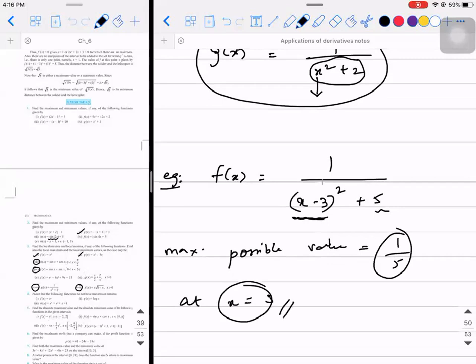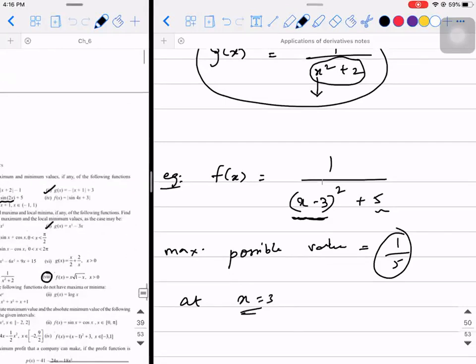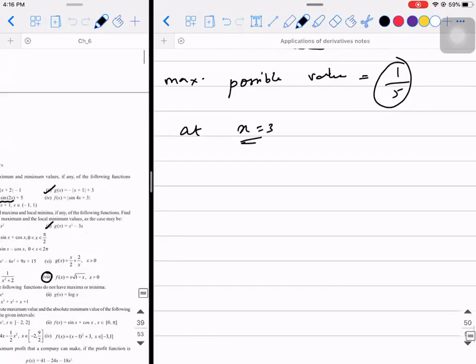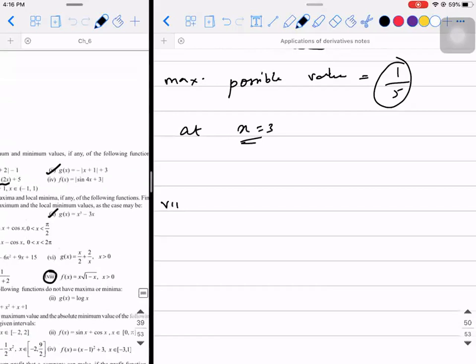So when you differentiate and solve it, you're supposed to get f dash of x is equal to 0 at x is equal to 3. Then your answer is right. Got it? So at x is equal to 3. Shall we do the next one? That is question 8.